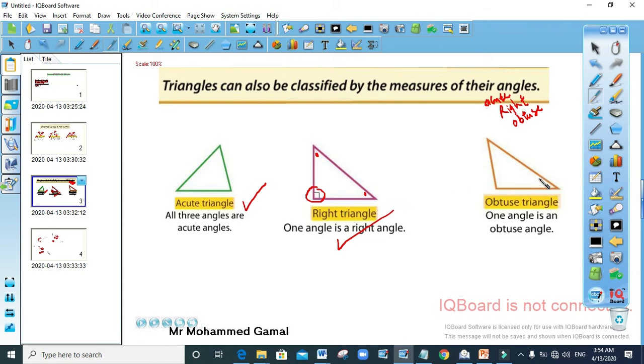According to angles, this one also has 2 acute angles, 2 small angles, but there is one fat angle, which is an obtuse angle. So since there is one obtuse angle, it's called an obtuse triangle. So if all of them are acute, it's an acute triangle. If 2 acute and 1 right, it's a right triangle. If 2 acute and 1 obtuse, it's an obtuse triangle.